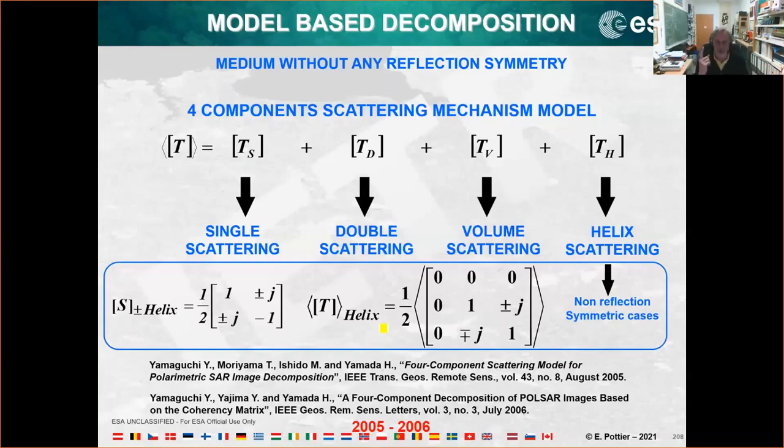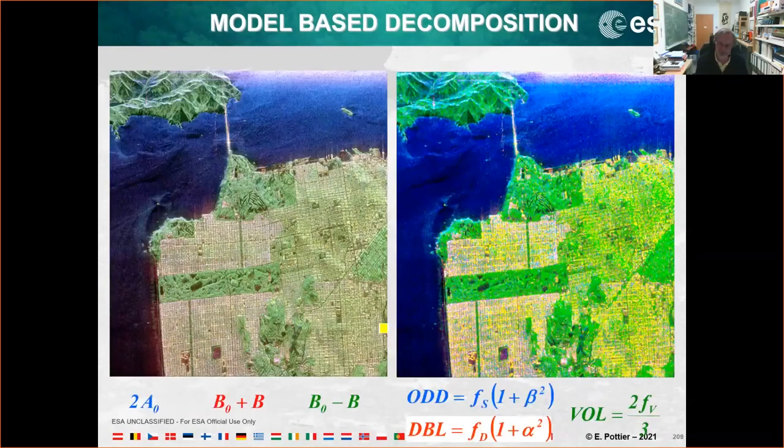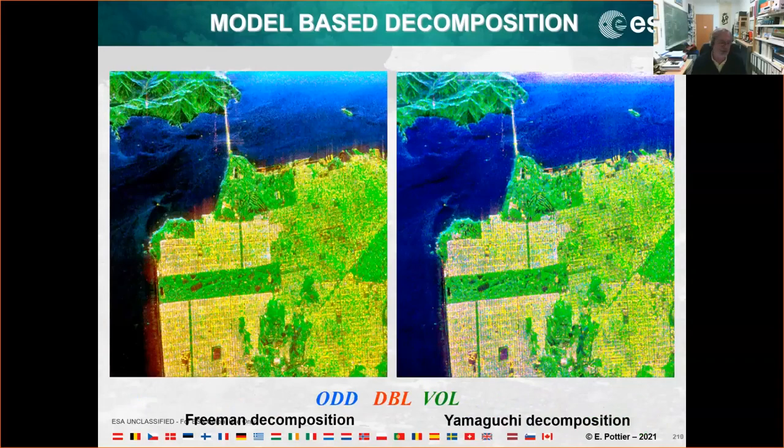Because remember that the conclusion is that we have an overestimation of the volume scattering. So we are trying to reduce a little bit the estimation of the volume scattering. So we can reduce it by introducing this helix scattering mechanism. And so this is the result of the Yamaguchi decomposition, which provides a better result compared to the Freeman. On the left, you have the Freeman decomposition, and on the right, you have the Yamaguchi decomposition. And then it was a new starting point. The new starting point today is this four-component model-based decomposition.